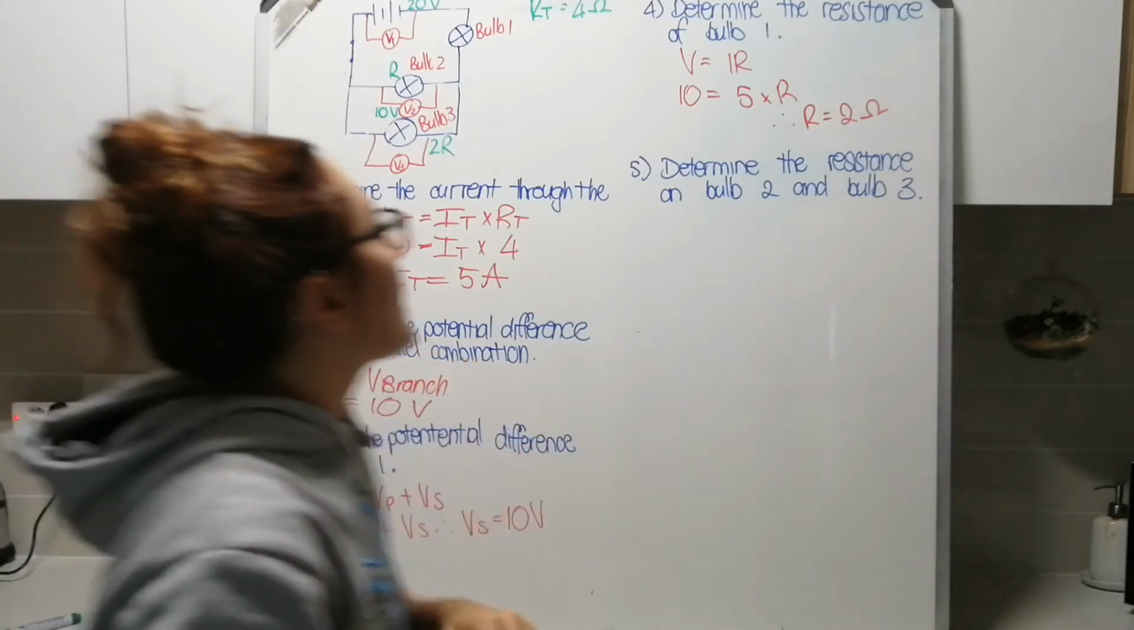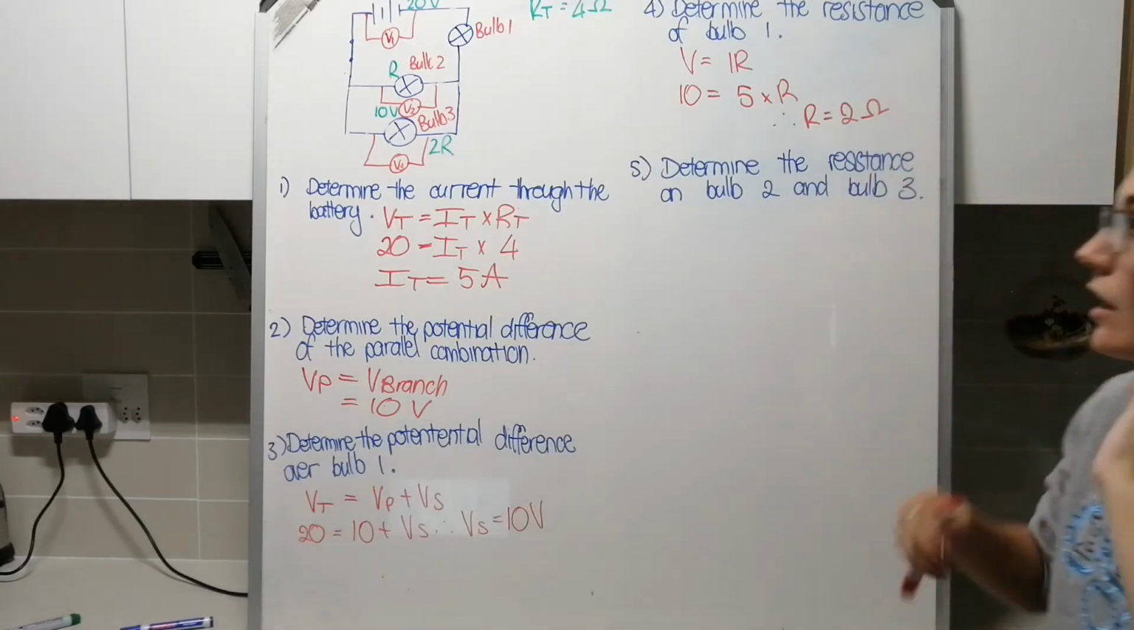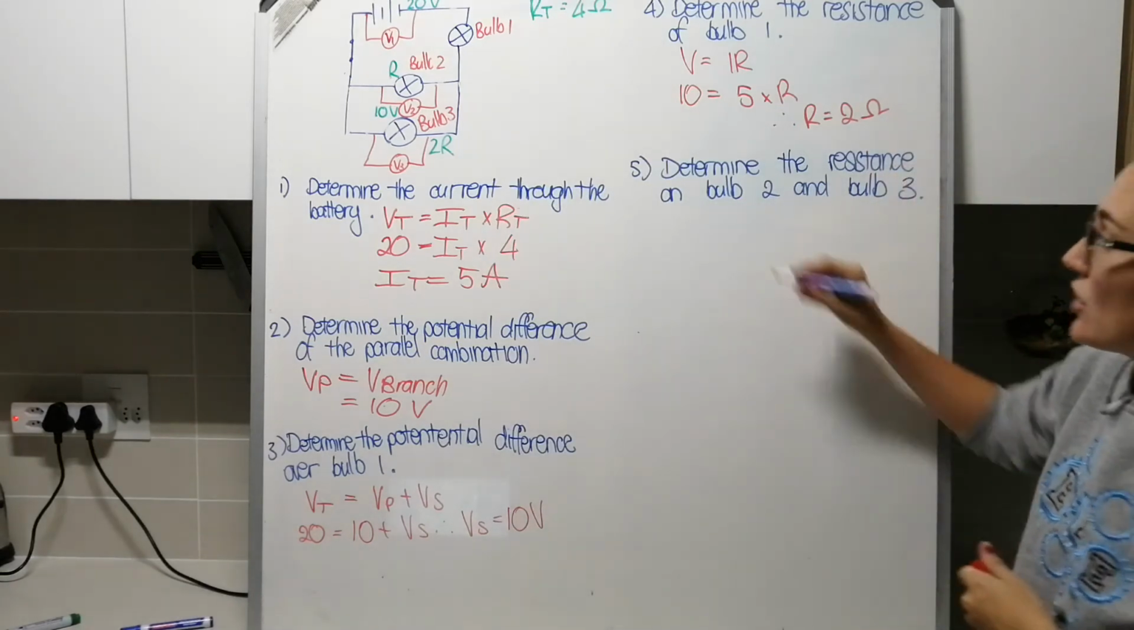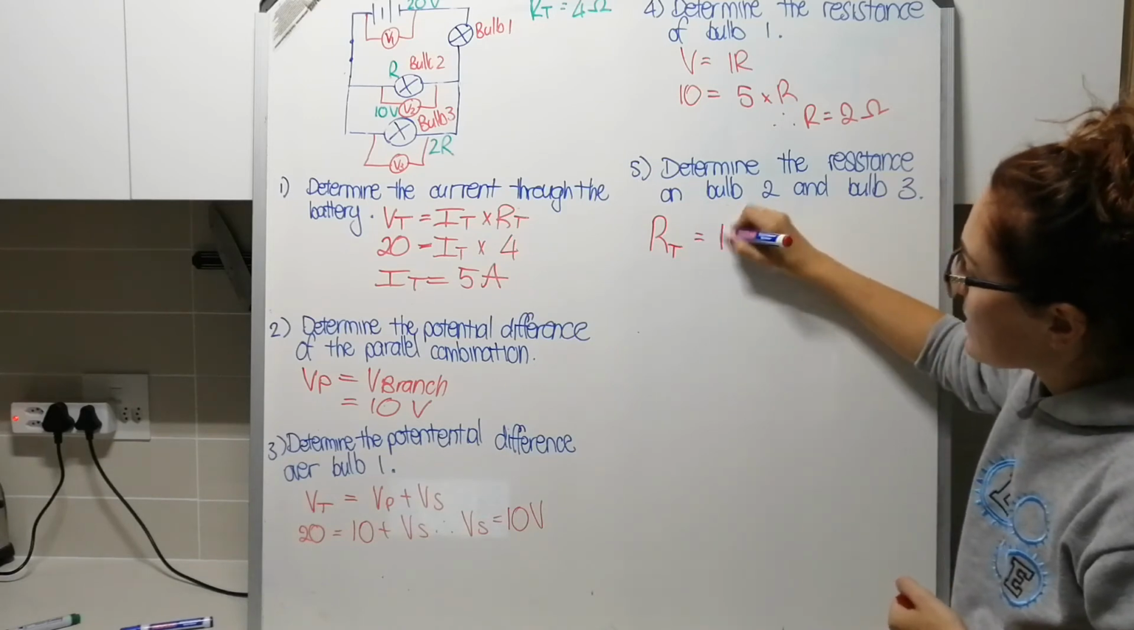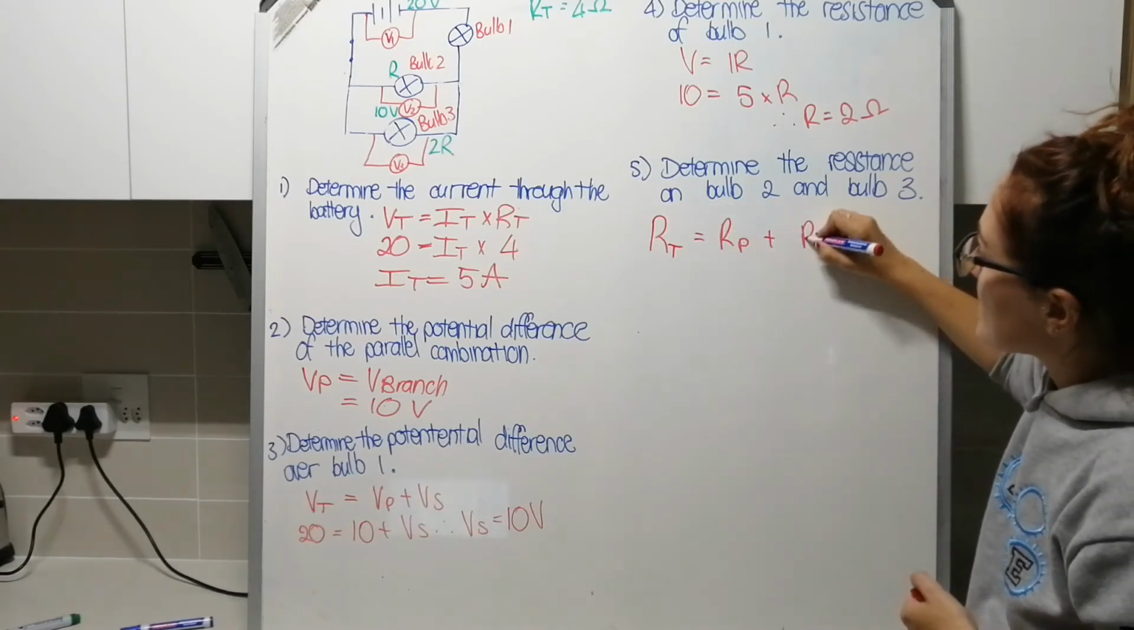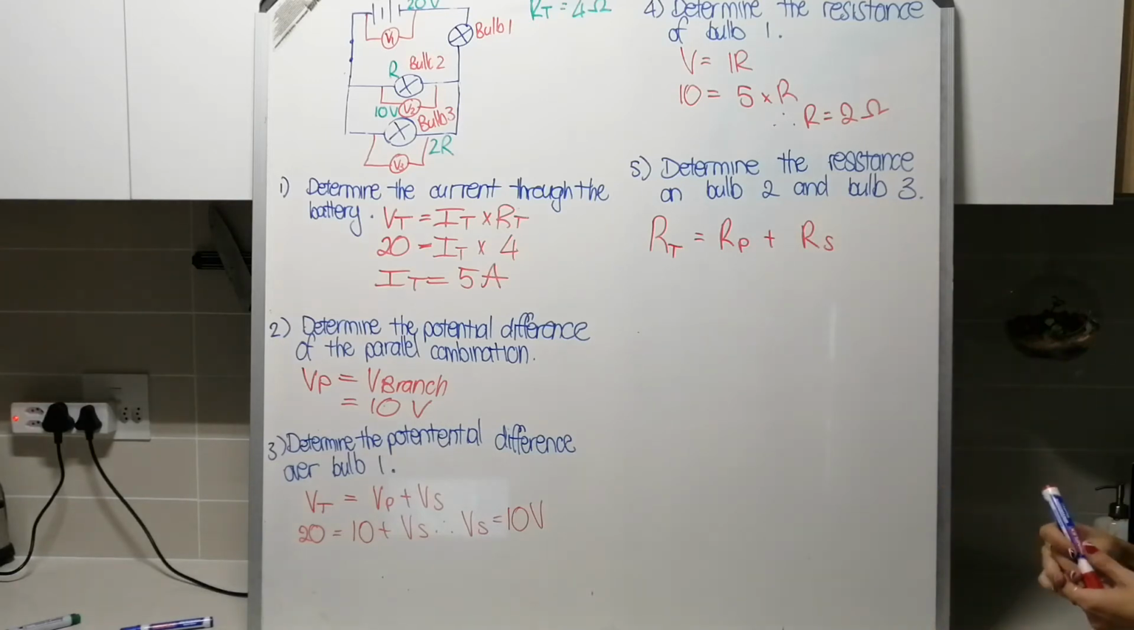So let's go ahead and see, can we use our understanding of how resistance works in a combination circuit. So in a combination circuit, the total resistance is equal to the parallel plus the series resistance. Is this going to help us?